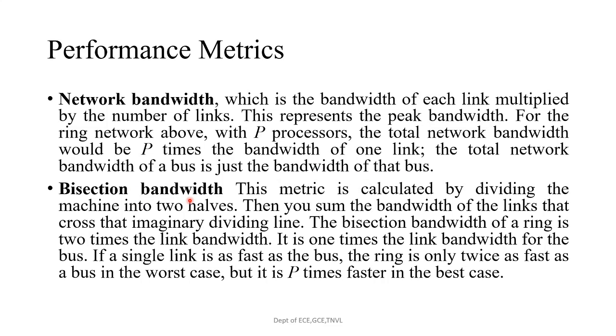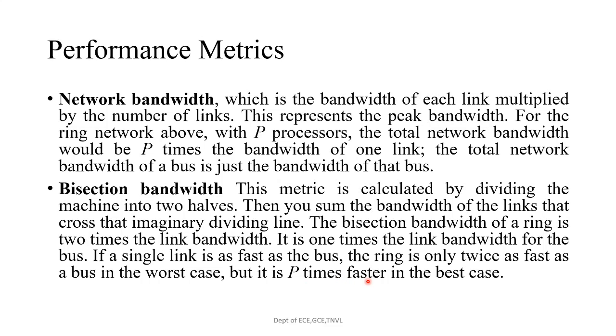The second is the bisection bandwidth. To balance this best case bandwidth, we must include another metric that is closer to the worst case, which is the bisection bandwidth. This metric is calculated by dividing the machine into two halves. Then we sum the bandwidth of the links that cross that imaginary dividing line. The bisection bandwidth of a ring is 2 times the link bandwidth. It is 1 times the link bandwidth for the bus. If a single link is as fast as the bus, the ring is only twice as fast as the bus in the worst case, but it is P times faster in the best case.